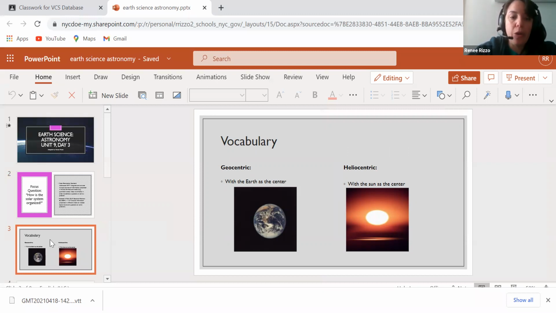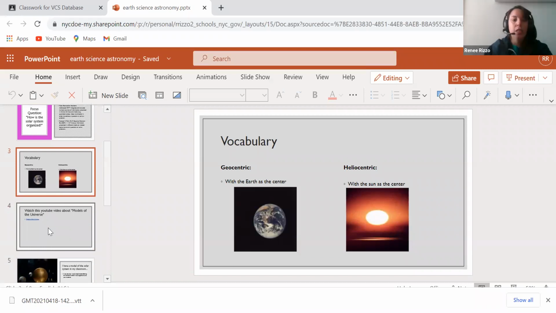Geocentric, with the Earth as the center. And I included a picture of the Earth from unsplash.com, which is a website on which you can obtain access to pictures that are not subject to copyright regulations. And heliocentric, with the sun as the center. And I also got this image from unsplash.com.